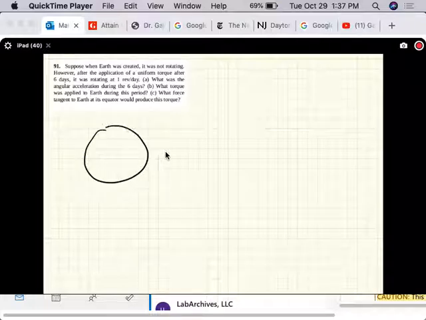By the way, for a solid sphere, the moment of inertia about this axis is 2/5 mr squared. So we'll need all that formula. Now let's find out what the angular acceleration was.